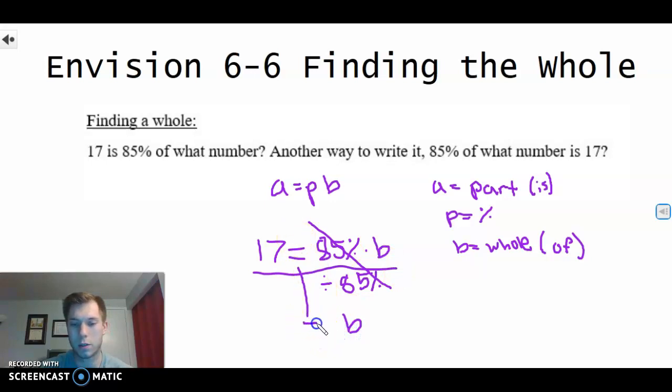We can bring down our equal sign. Recall, whatever we do to one side of the equation, we must do to the other. So on the other side, we have to divide by the same quantity, which is 85%.